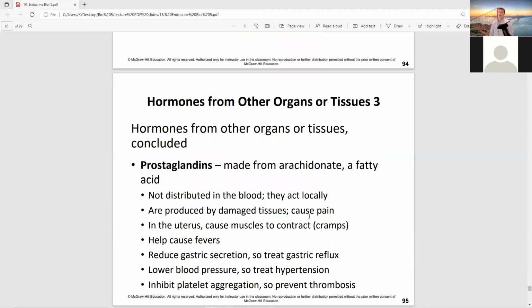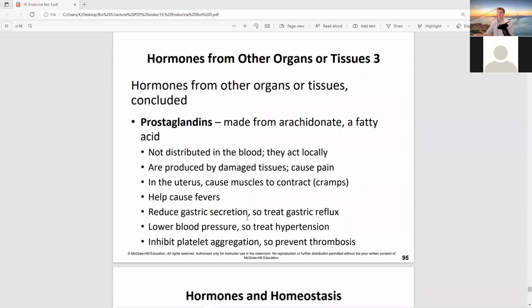Okay, we have prostaglandins, which are made from a fatty acid and are not distributed in the blood. They act locally and are produced by damaged tissues, causing pain, and in the uterus they cause muscles to contract, causing cramps. They help cause fevers, and reduce gastric secretion, so they can treat gastric reflux. They lower blood pressure, so they can treat hypertension, and inhibit platelet aggregation to prevent thrombosis.